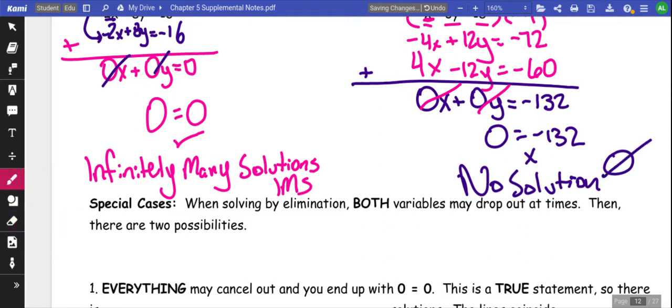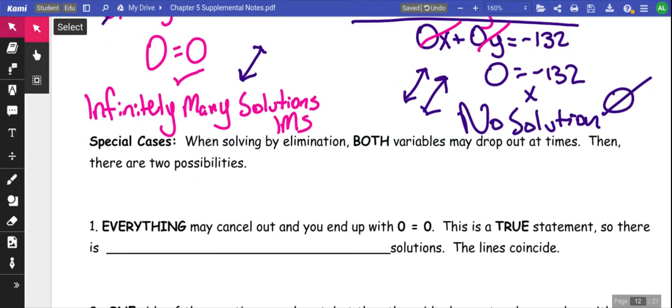Okay, no solution. Just like with graphing, just like with substitution, we can have these examples where they aren't a typical just one point as your answer. Sometimes it's the same line, you have infinitely many solutions, and sometimes you have parallel lines where they don't cross at all.